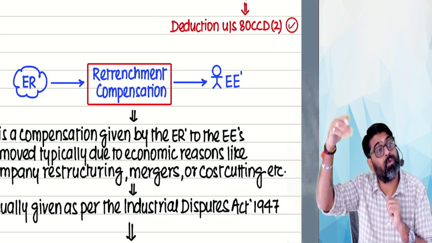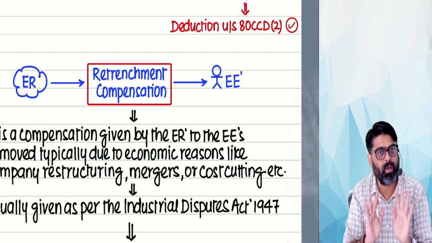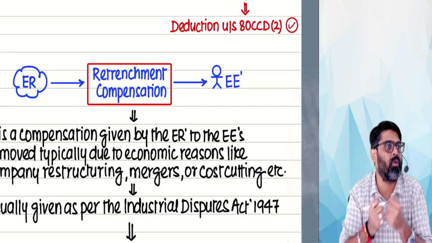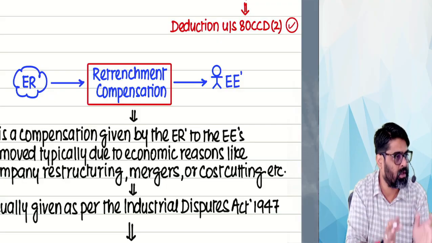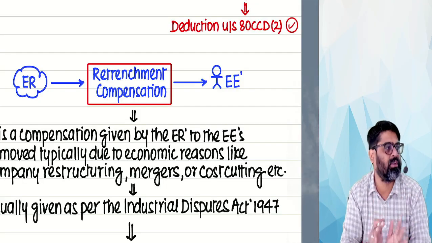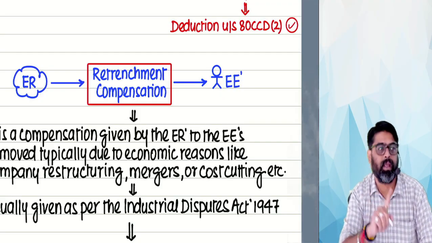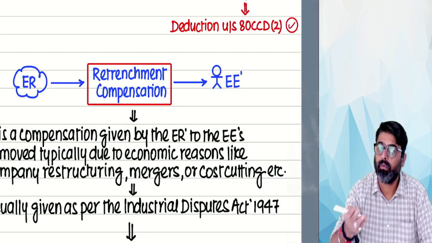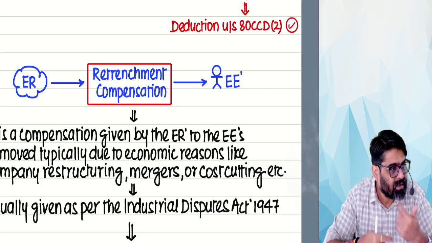So when the law was made, it took care of the situation: okay, employer, you want to do your business in your own way, you can. You want to do cost cutting, winding up of the company, restructuring, mergers, bring new machines, you can do whatever you want. But because of these reasons, if many employees are thrown out by you, you have to take care of those employees, because they were dependent on you for their earning.